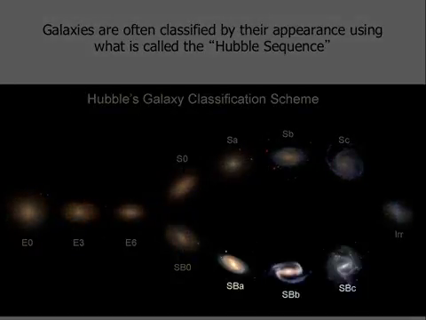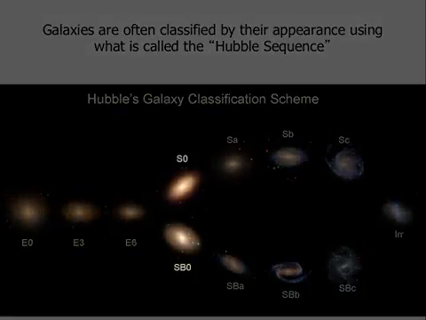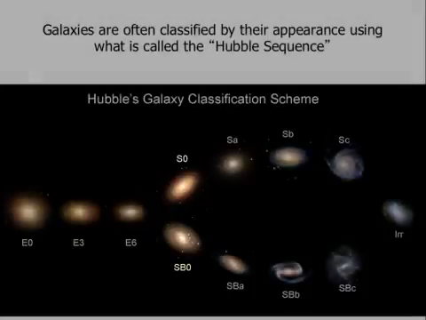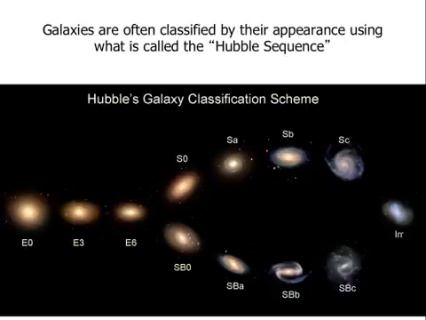If the spiral arms at the tips of the bar are tightly wound, it's an A. If they're loosely wound, it's a C, and in between it's a B. Those lenticular galaxies would be the S0 and SB0, things that look like they have disks but also look kind of elliptical. And then the irregular galaxies just sit off on the right.